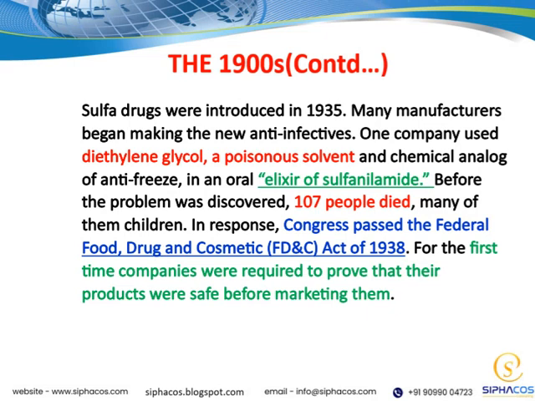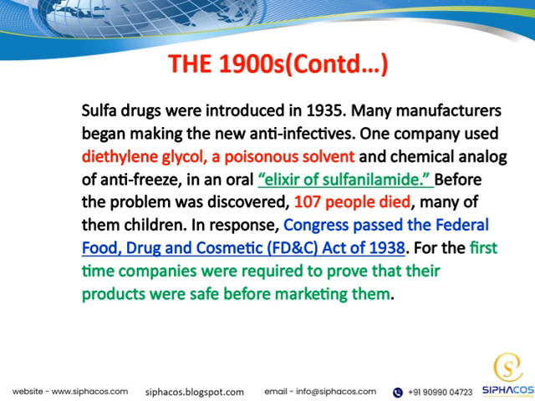In 1935, sulfa drugs were introduced, marking a significant advancement in the fight against infections. Many manufacturers quickly began producing these new anti-infectives, helping to make them more widely available. However, there was a serious problem that emerged when one company used diethylene glycol in an oral elixir of sulfanilamide. Now, diethylene glycol is a poisonous solvent and is chemically similar to antifreeze, which made it extremely dangerous. Tragically, before anyone realized the danger, 107 people, including many children, lost their lives. This was a devastating event that highlighted the need for stricter regulation.